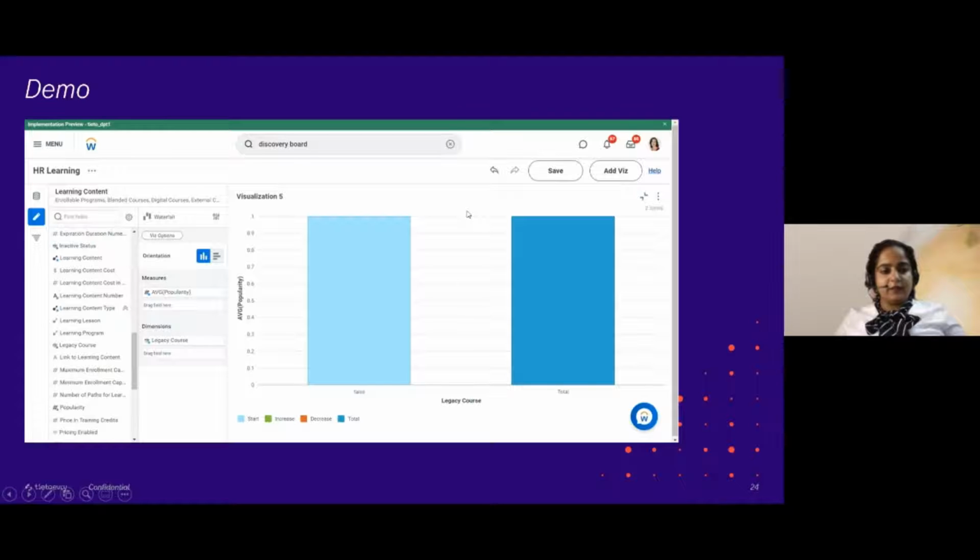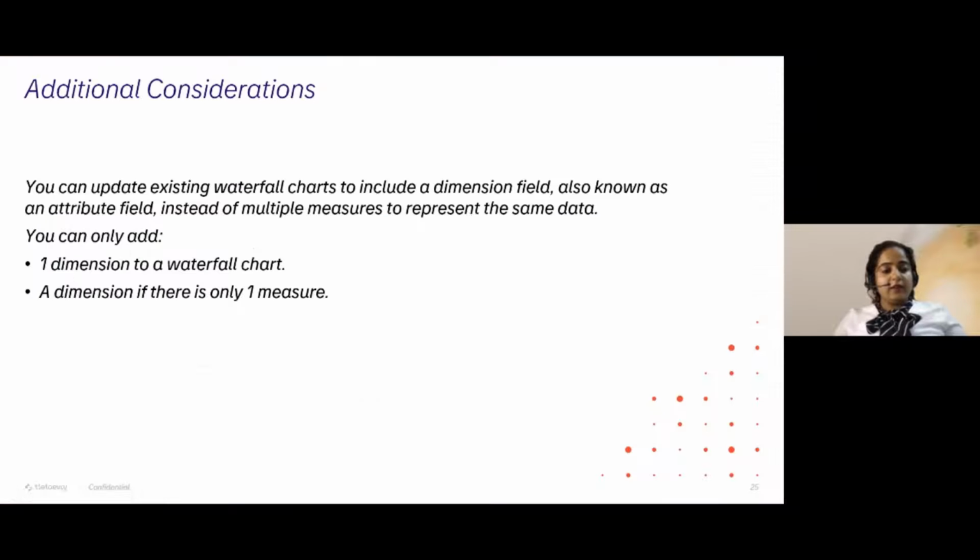Here there is one consideration: you can only add one dimension to a waterfall chart if there is only one measure. I will also explain this in a bit more detail when I show you the demo.